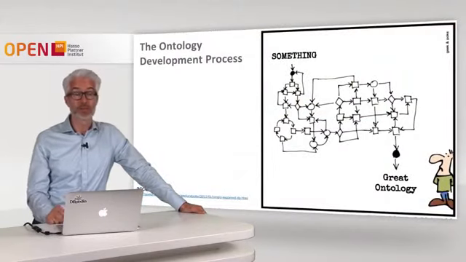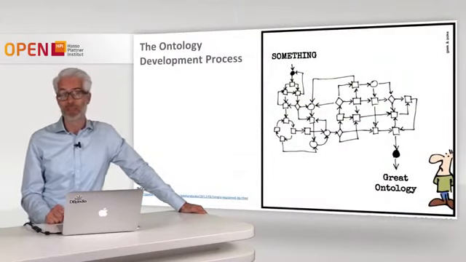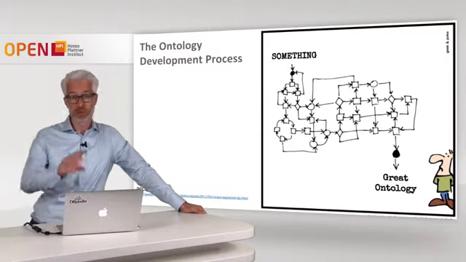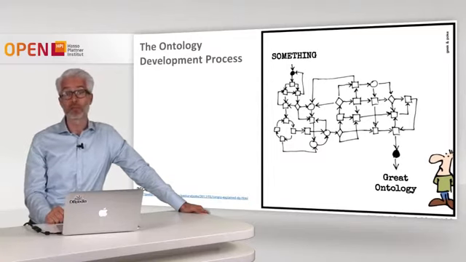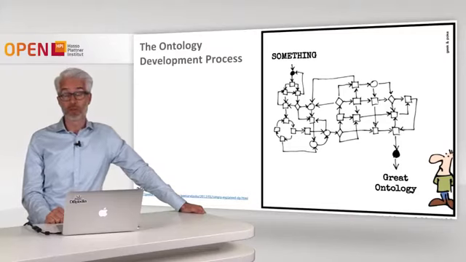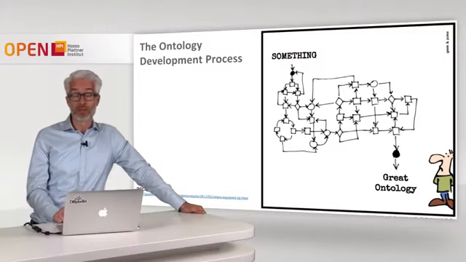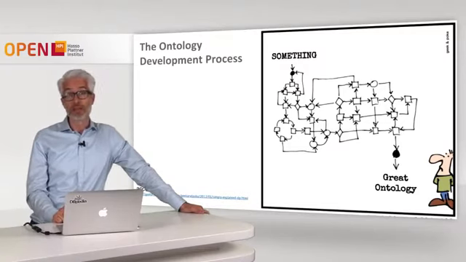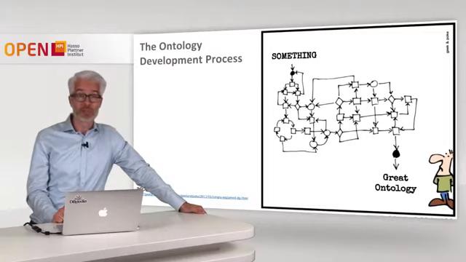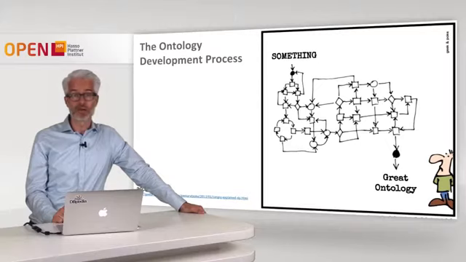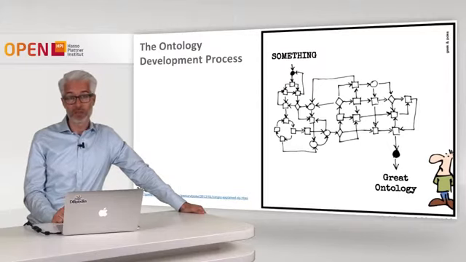Of course, in the ontology development process, we start with something and then we go some strange ways, and in the end we want to come up with a great ontology. This picture is quite interesting, simply because there is no one unique way in which you reach a great ontology. There are several ways you can go there.